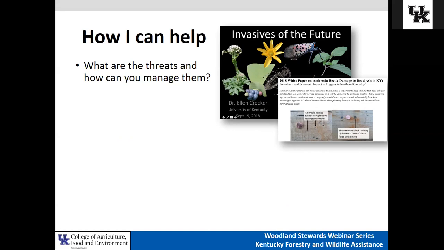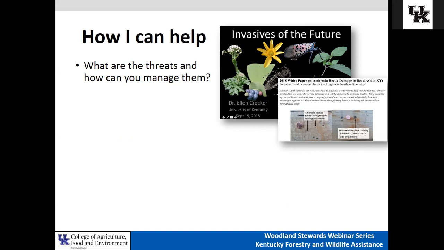One of the things that I worked on last year was surveying loggers about the types of damage that they were seeing to standing dead ash trees. So while emerald ash borer might not affect the quality of timber, lots of secondary issues certainly can. Ambrosia beetles and other things really affect how long you have before you need to get those ash out of your woodlands if you still want to make a profit from them.